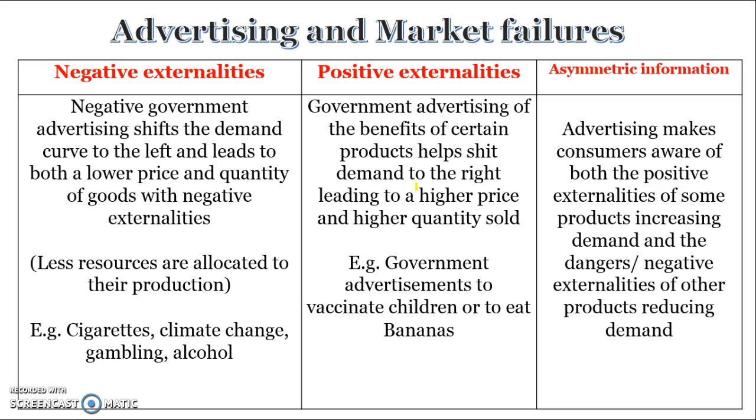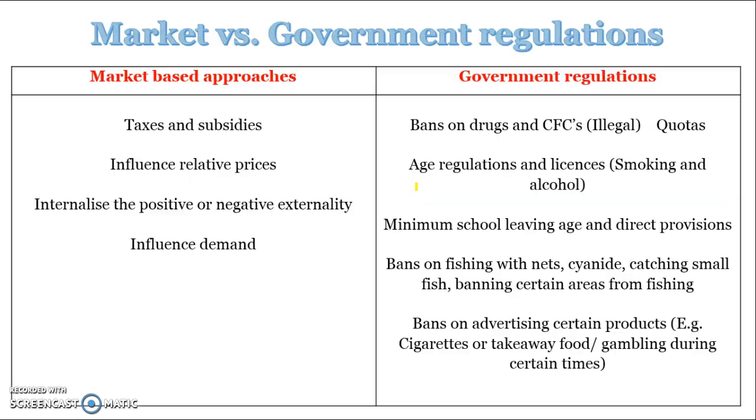And asymmetric information, the advertising is trying to get consumers aware of either the positive or negative benefits or externalities associated with products. So getting them aware of the dangers of certain products so they make more informed decisions and act with perfect information. There's also what we call market-based approaches versus government regulations.